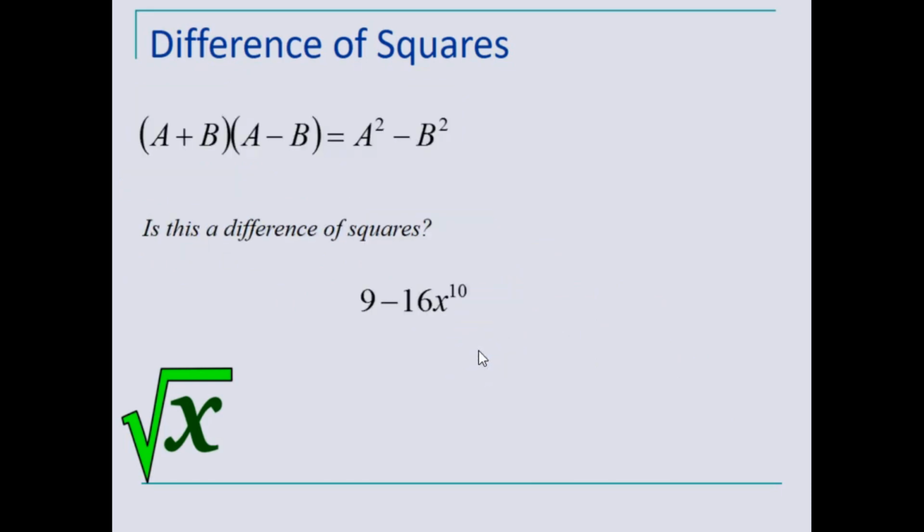Here we have another problem asking us if this is a difference of squares. Checking the criteria, the first term is a perfect square. 3 squared, or multiplied by itself, is 9. 16x to the 10th turns out to be 4x to the fifth, squared. Also, that monomial squared is 16x to the 10th power. Is it a difference? Sure enough, this is a difference of squares.